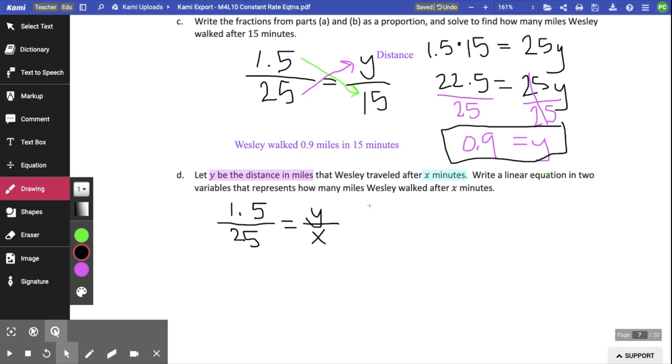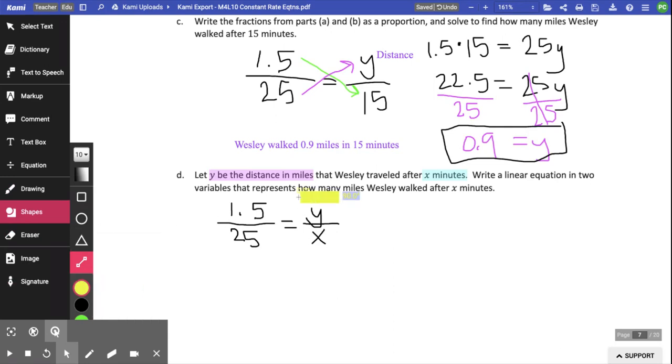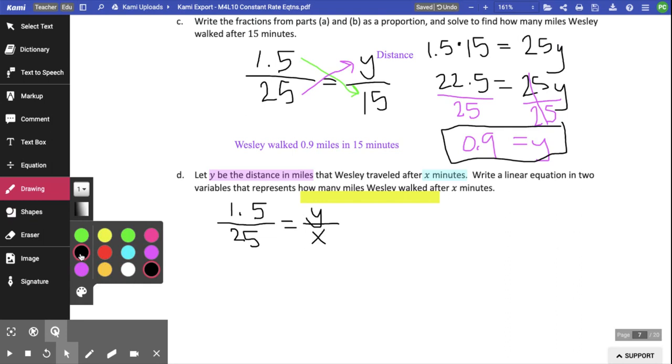Then what we're going to do is we want to write an equation and solve for how many miles he can walk in a certain amount of minutes. What we really want to know is how many miles can he walk? That is the question. How many miles can he walk in a certain amount of minutes? So again, we don't have that information, but we're going to use an equation and solve for it.